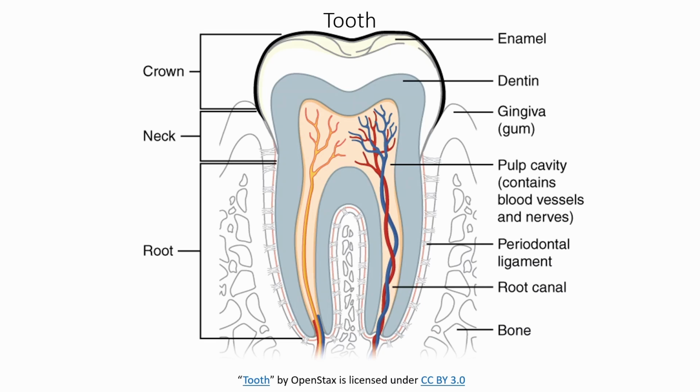Because you have blood vessels, you have nerves. If someone has a problem here, it can extend all the way down into the roots of the teeth, and this is where someone may need like a root canal. We also have little ligaments called periodontal ligaments that hold the teeth in their place, as well as the gums that are going to kind of cover those edges there.